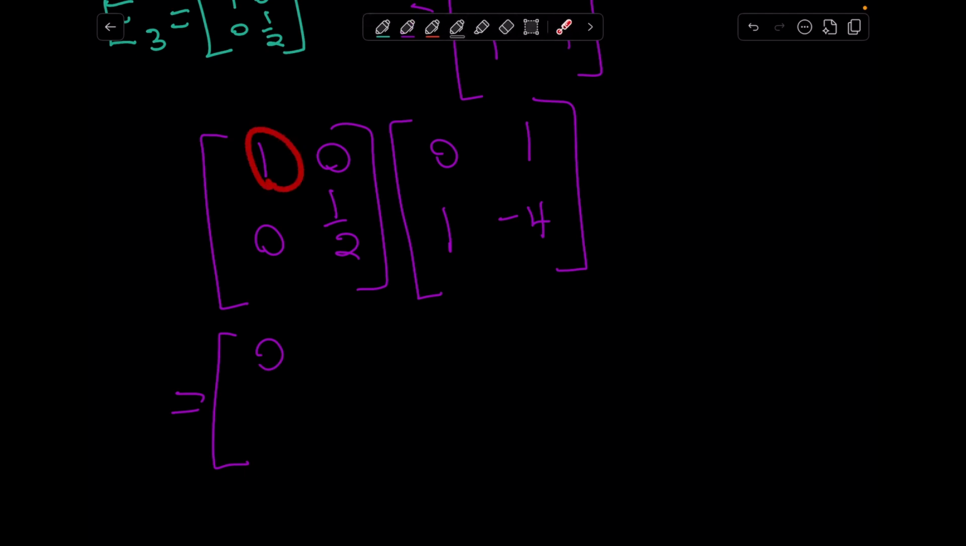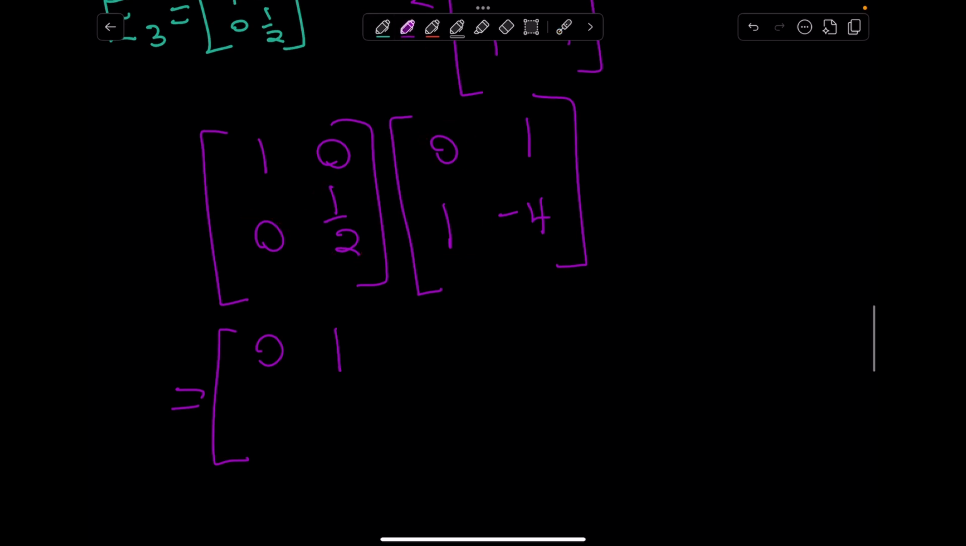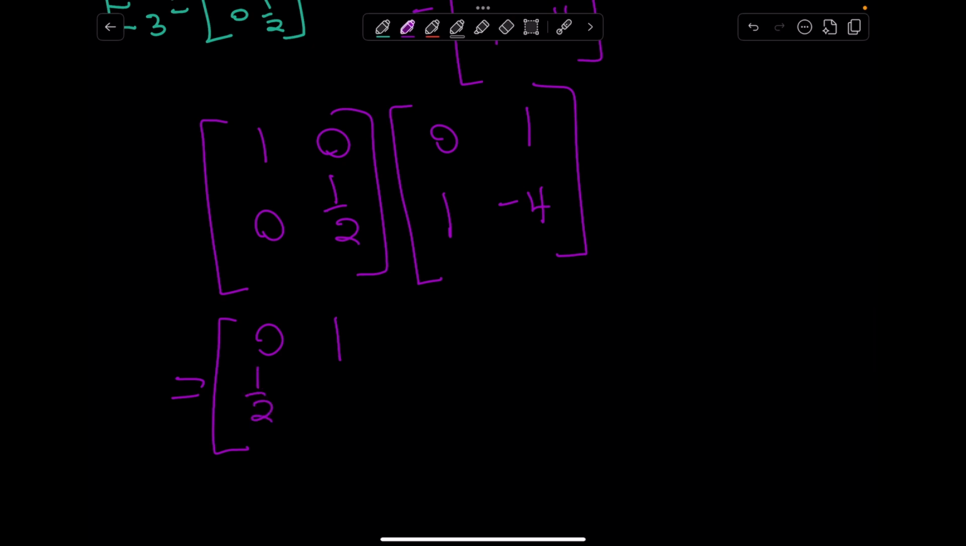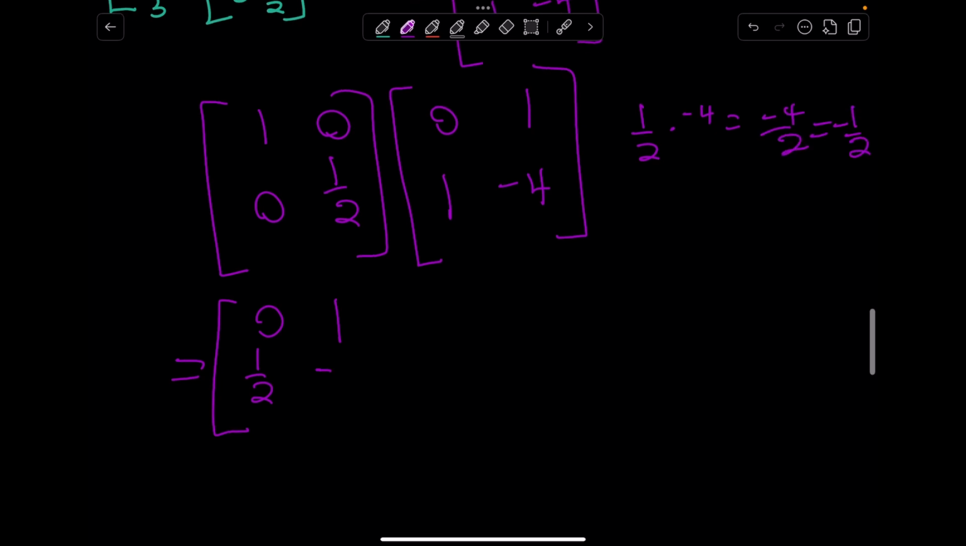So now what do we have? We have 1 times 1 plus 0 times negative 4, so you just get 1. Now we have 0 times 0 plus 1/2 times 1, 1/2. Now we have 0 times 1 plus 1/2 times negative 4. So 1/2 times negative 4 equals negative 4 over 2, which equals negative 2. Sorry, I was looking at the 1/2 I already had.